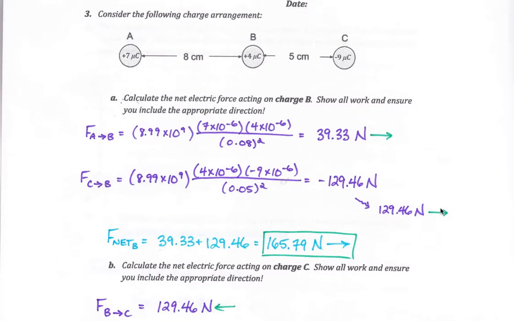Question 3, we have multiple charges in a linear arrangement. The first question asks us to calculate the net electric force on charge B. It's important to realize that there is charge A nearby, which has an effect, and charge C nearby, which also has an effect. Now, Coulomb's law only has a space for two charges, so I have to calculate those effects separately. So first, I will find out what A does to B.